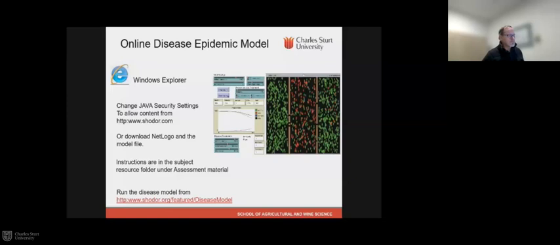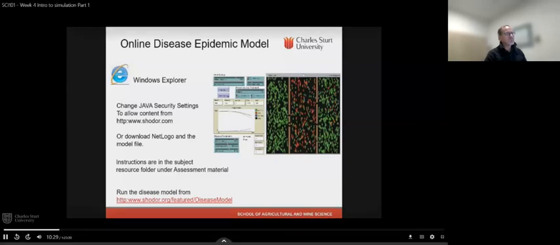If you can't do it online, or you don't want to, there is an option to download this program from NetLogo, and there's a model file. I've got that on my computer, and I'll show you that as well. And there are instructions in the subject resource folder under assessment material on how to do that and how to run it.